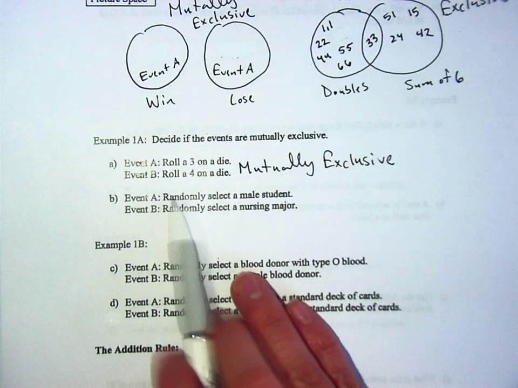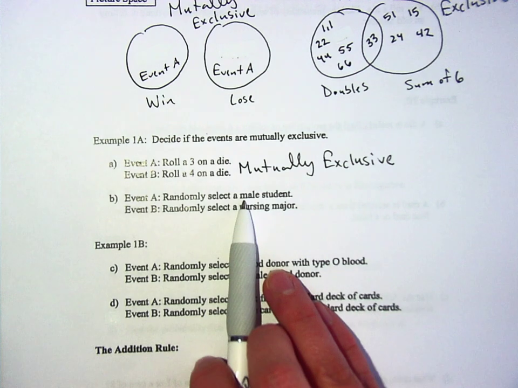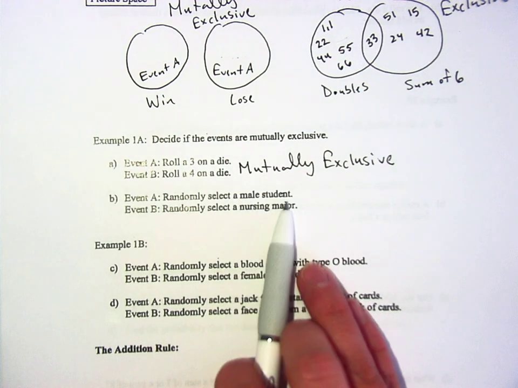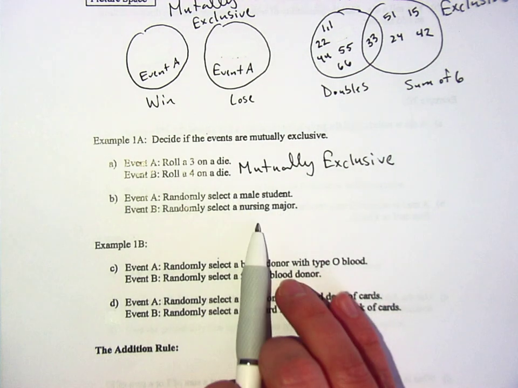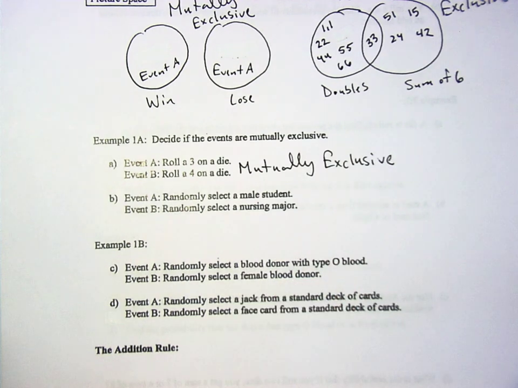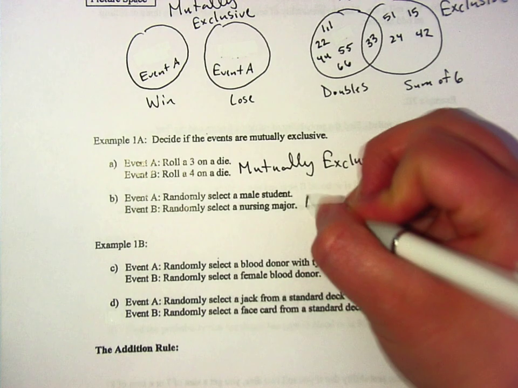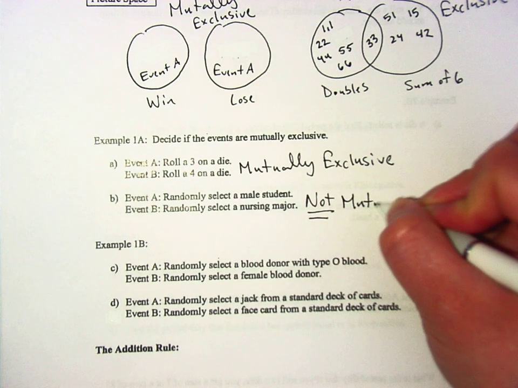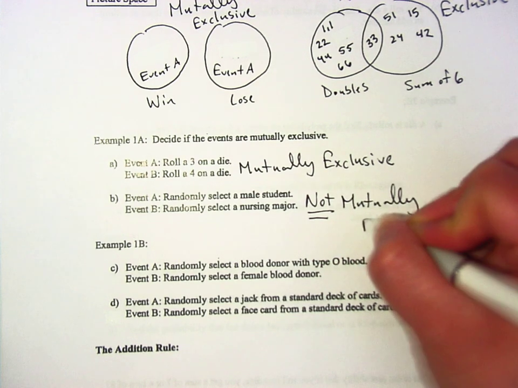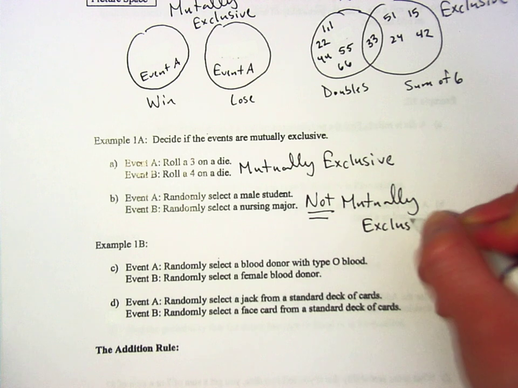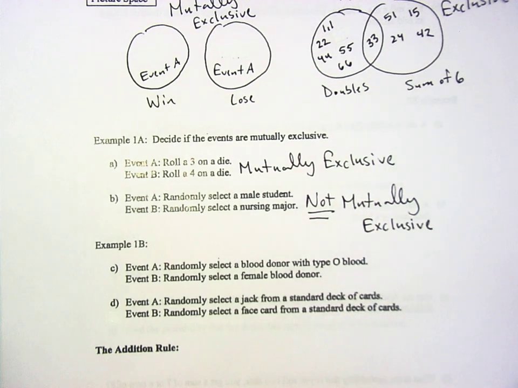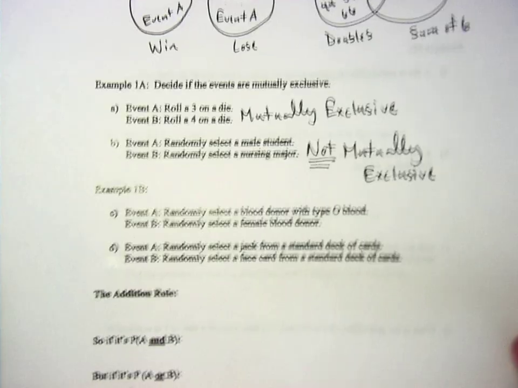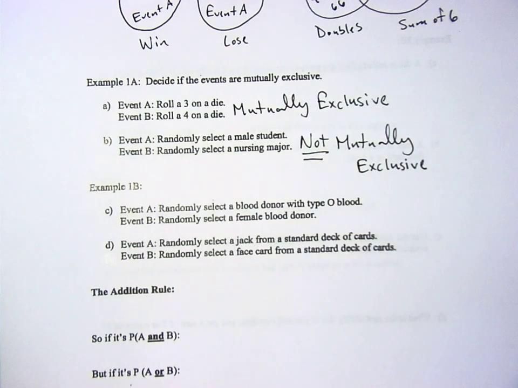How about this? Randomly selecting a male, let's say I went to a college and I found a male student and randomly selecting a nursing major. Are those mutually exclusive things? No, why? Because it could be a male nursing major. That's not that weird. All right, your turn. Talk with your partner for C and D.